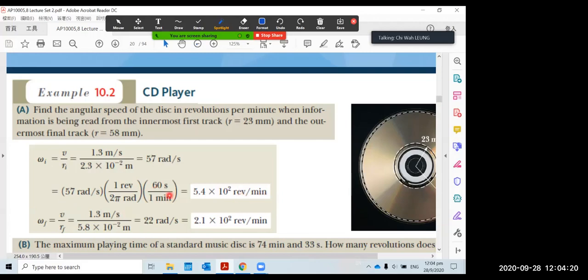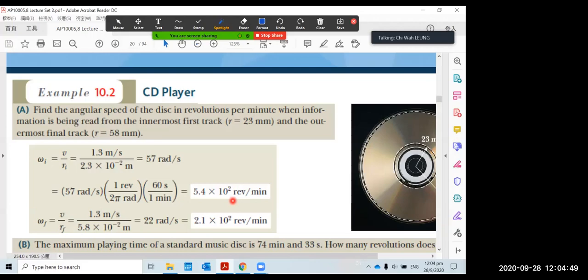When you do this calculation, you do the operation by multiplying numbers, and you figure out the units separately. So the number is 57 divided by 2 pi times 60, and it becomes 540 in terms of number. And the unit becomes, after the operation, revolution per minute. That is an important point.